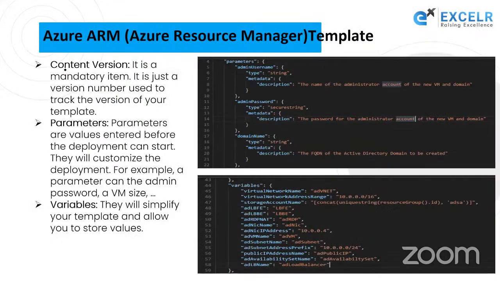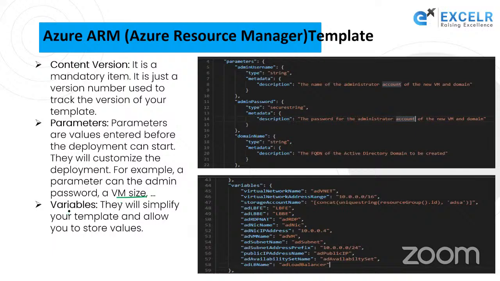Then you have the content version, which is also mandatory. It is just the version number used to track the version of the template. And then the parameters are nothing but the values you need to enter before the deployment can start. You can customize these parameters, for example, the username, the password, the domain name, and so on. And then the variables, you can also put in the virtual machine size and so on.